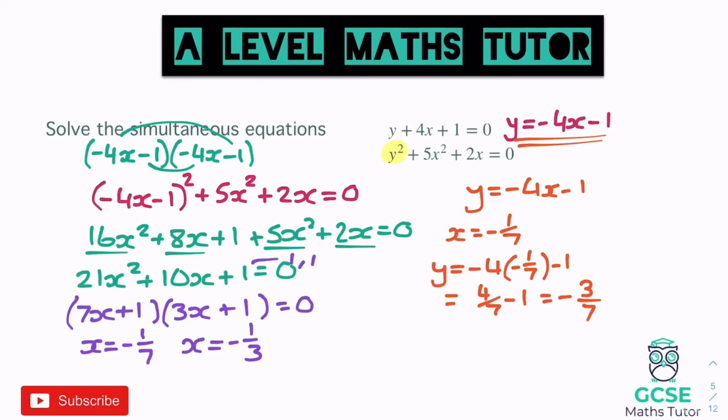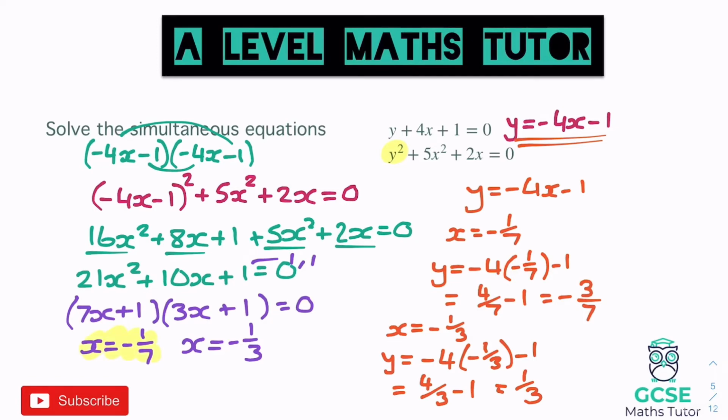For the next one, if we sub in x equals negative 1/3 and just follow the same process, then we have to do y equals negative 4 multiplied by the negative 1/3, and then again take away 1. Negative 4 times negative 1/3 is positive 4/3. Take away 1, 1 is 3/3. So 4/3 take away 3/3 leaves us with 1/3. And there's our two solutions. So we had when x is negative 1/7, y equals negative 3/7. And for the other one there, we had when x is minus 1/3, y equals positive 1/3 there.